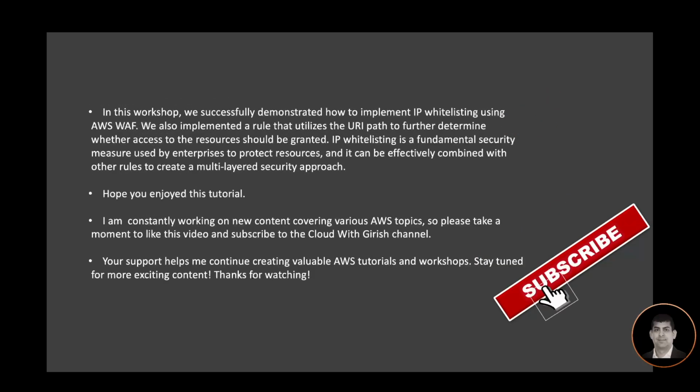So in this workshop, we successfully demonstrated how to implement IP whitelisting using AWS WAF. We also implemented a rule that utilizes the URI path to further determine whether access to the resources should be granted. IP whitelisting is a fundamental security measure used by enterprises to protect resources, and it can be effectively combined with other rules to create a multi-layered security approach.